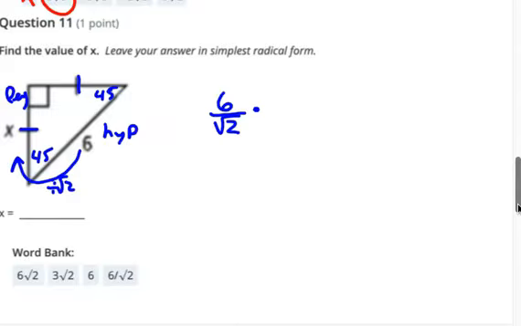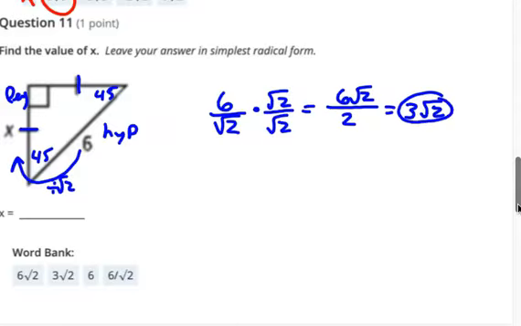We have to rationalize this one again. Can't leave a square root of 2 in the bottom. We have 6 square root of 2 on the bottom. We canceled out the square root. All that's left is a 2. 6 divided by 2 is 3. So we can say that this is 3 square root of 2.